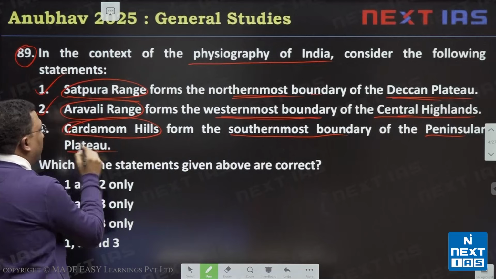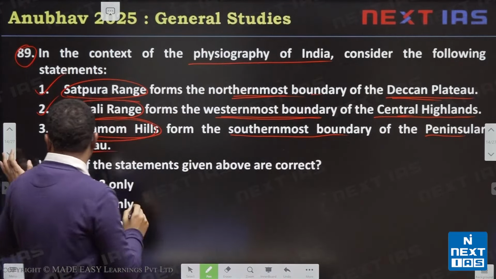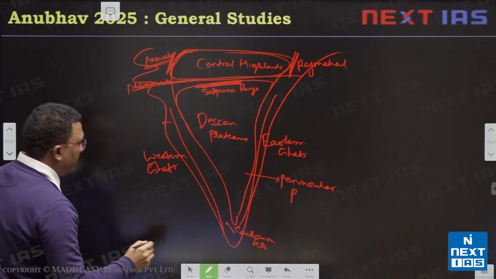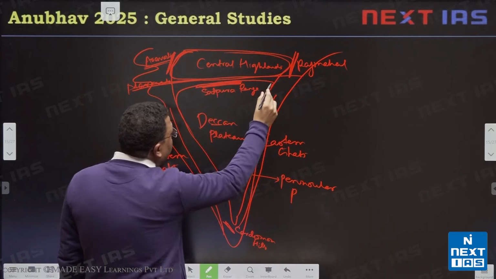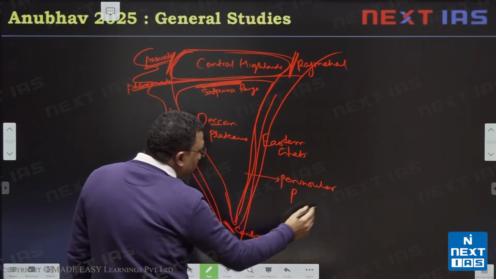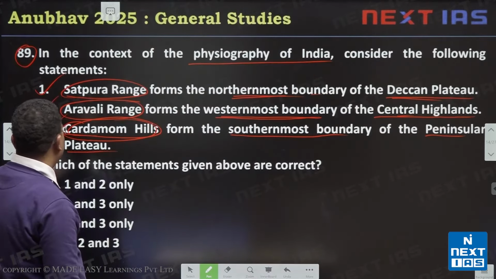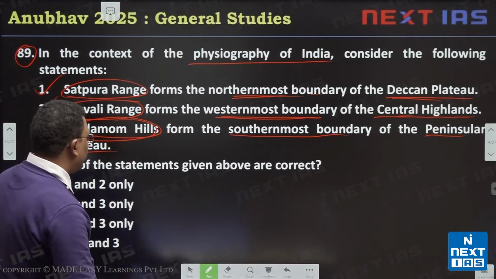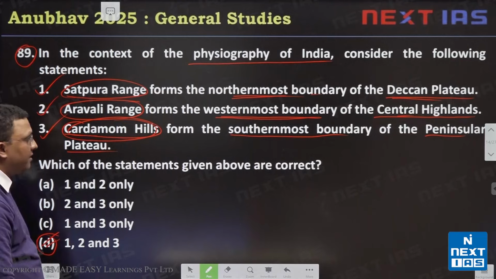Third statement, Cardamom Hills form the southernmost boundary of the Peninsular Plateau. This is also correct. We have seen that Cardamom Hills form the southernmost boundary of Deccan Plateau, right? So that means this will also form the southernmost boundary of Peninsular Plateau, right? So third statement is also correct. So the correct answer here will be D, 1, 2 and 3, right?